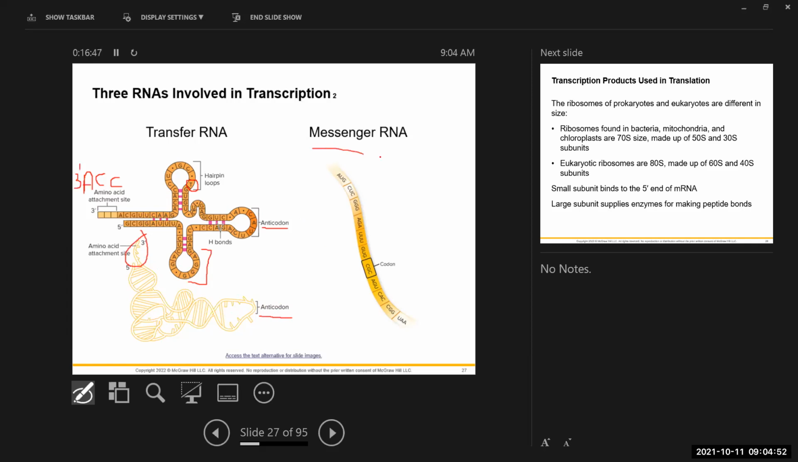Your messenger RNA, the ribosome will read it in groups of 3 bases. We call those groups of 3 bases codons.